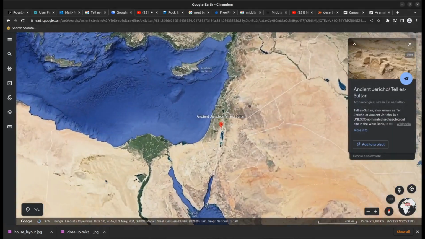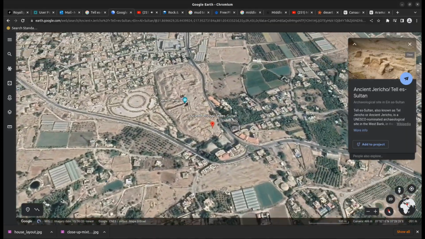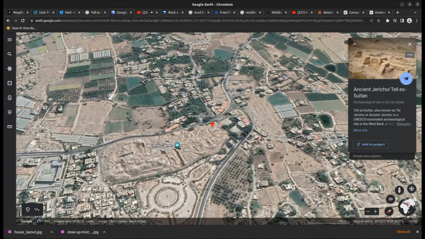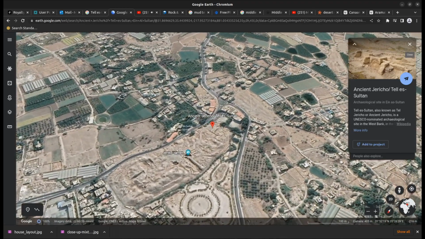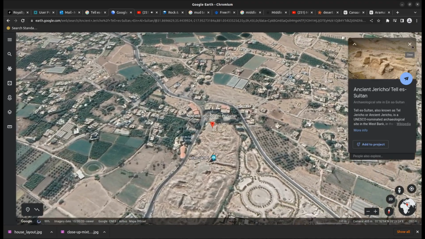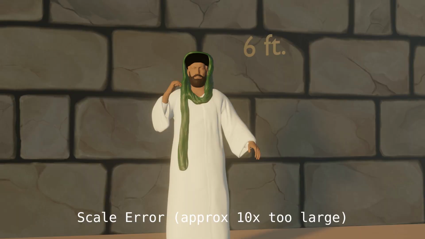This project is going to be essentially a digital recreation of ancient Jericho, or at least as close as I can get based off of research and lots of internet searching and satellite images, just to get a look and feel for how ancient Jericho may have looked and felt.